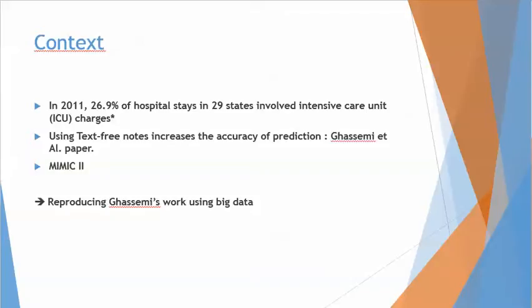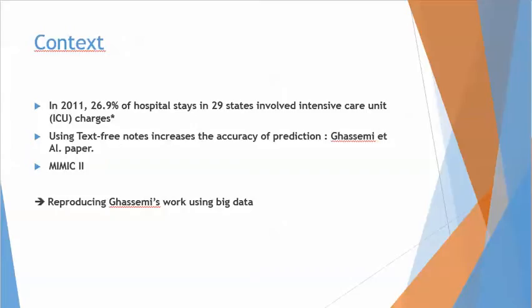Now, EMRs are very widely used, as you may know, but the free text notes that are actually in those EMRs, which are all the notes that the medical staff writes about the patients, are not used a lot. These free notes contain very important and specific information about the patient. So Gassamy showed in his paper that using these free text notes actually improves the mortality prediction a lot in ICU patients. He applied his method to the MIMIC-2 dataset.